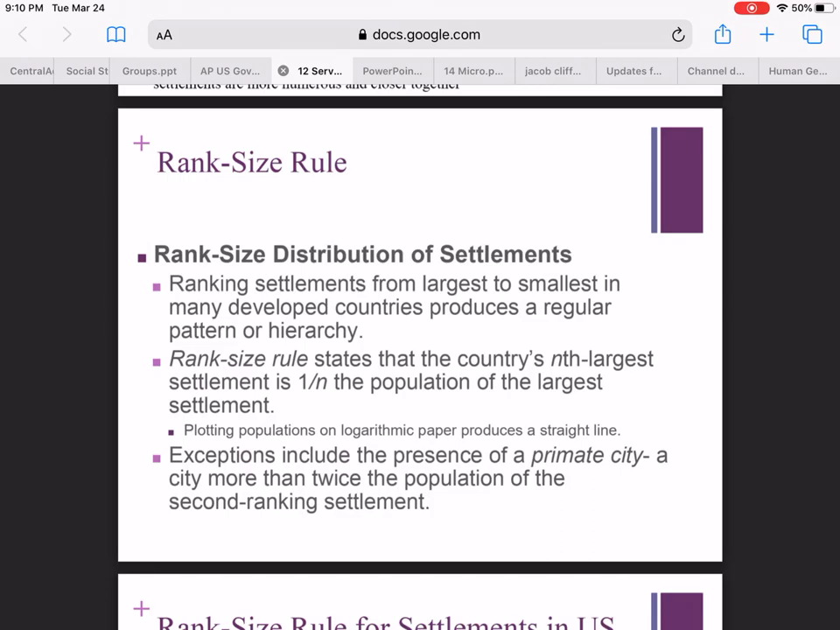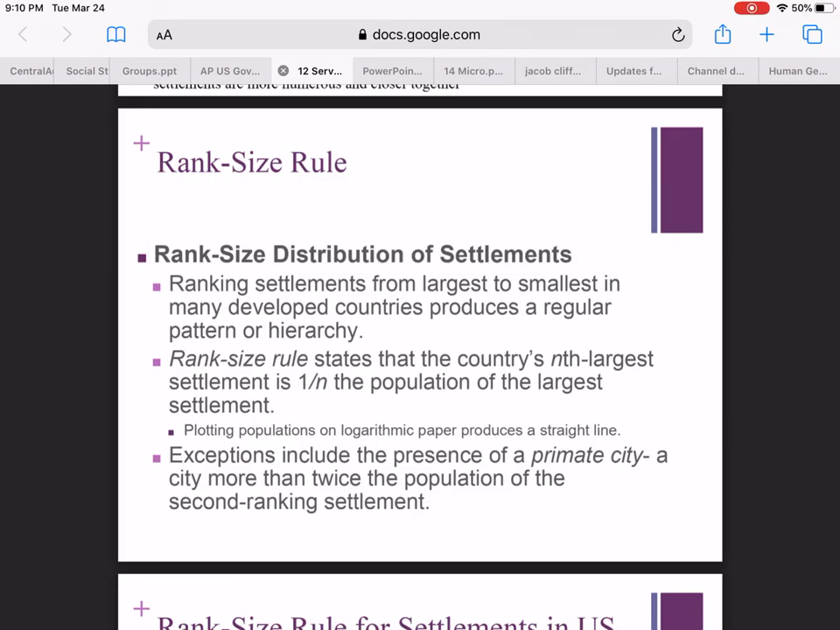So the example there would be the second largest city in a country would have half the population of the first. The third largest city would have a third the population of the first. The fourth largest would have a fourth the population, and so on. So rank-size settlements is generally what we use to look at our developed countries and see where the major big cities are.